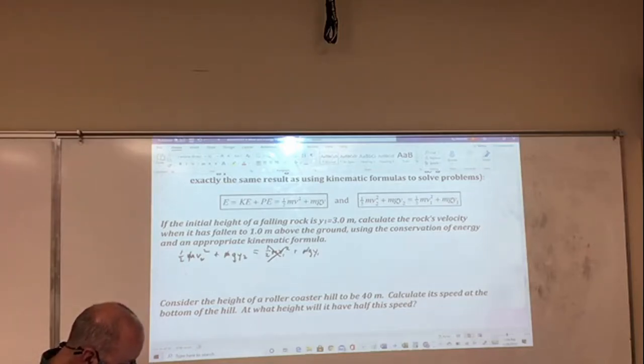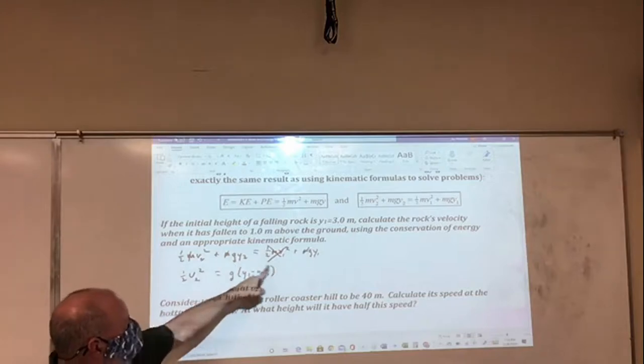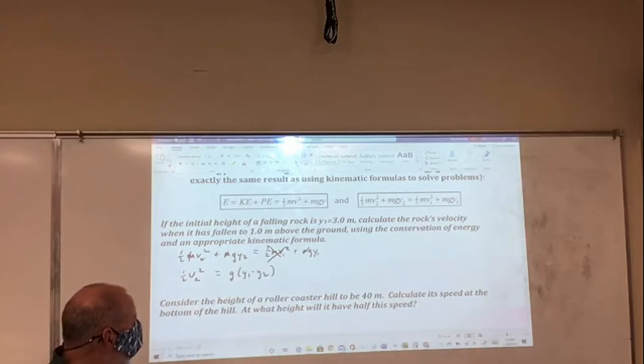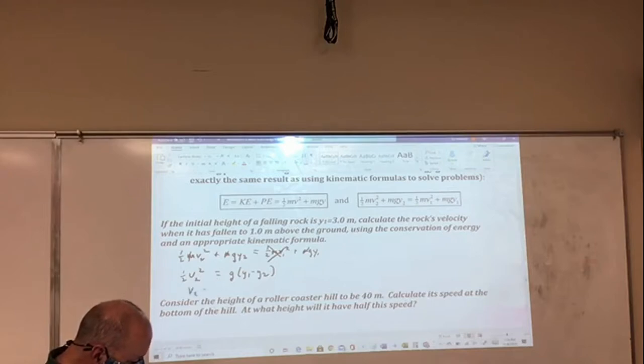So I'm going to say 1/2 v squared equals g times (y1 minus y2), because I'm going to move this over here, and then I can factor out the g. Then I can multiply both sides of the equation by 2 and take the square root. So I'm going to say that the final velocity v equals the square root of 2 times g times (y1 minus y2).